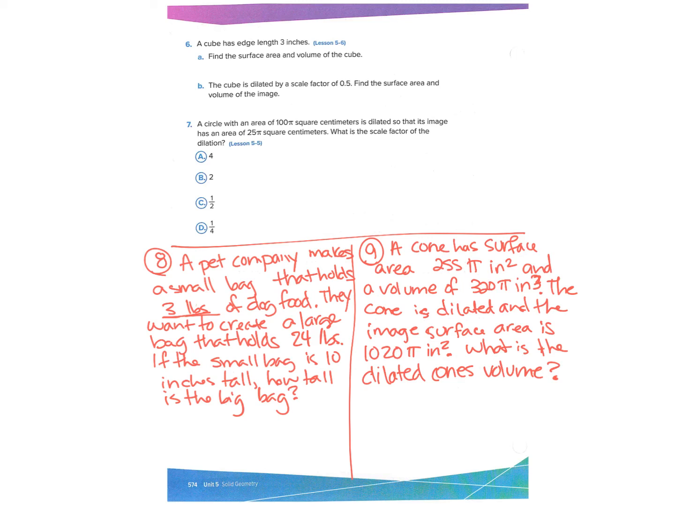Number 9, let's take a look at that problem. So a cone has a surface area of 255 pi inches squared and a volume of 320 pi inches cubed. So that's my original surface area, my original volume. It goes on to say the cone is dilated and the image surface area is 1,020 pi inches squared. What is the dilated cone's volume? So again, I'm going to use some of the information I'm given to find my K, step 1. And then step 2, I'm going to find what my problem's asking for, which is the volume.